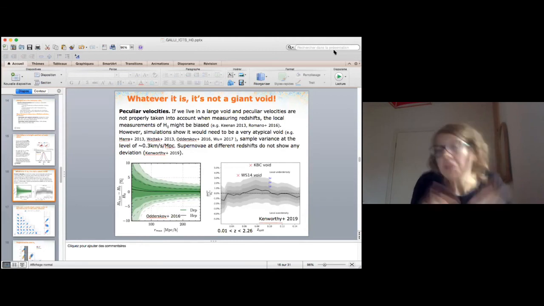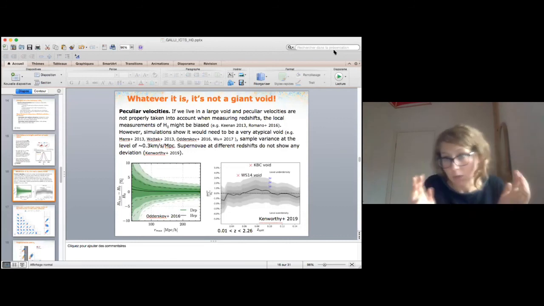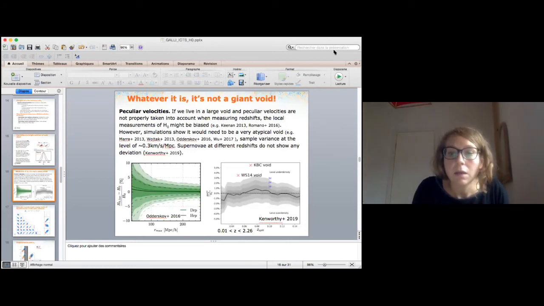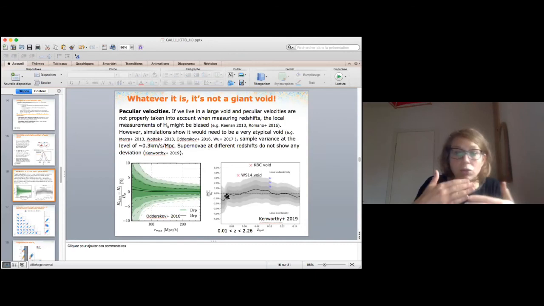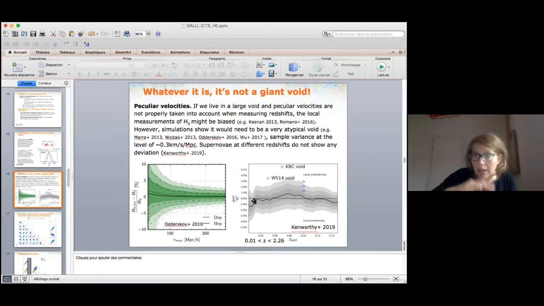The second problem: okay, we say we need to modify lambda CDM anyway, and so we have a giant void. The problem is that then you have all these supernovae that sample the expansion history very finely from redshift 0.01 to 2.26. This was done with the Pantheon data, where they showed that you don't see a change in H0. You would need to see a change in the expansion rate at some point in the supernovae that, even without the absolute calibration, tell you the relative H of z at different redshifts, and they don't see a change that is compatible with such a large local underdensity.